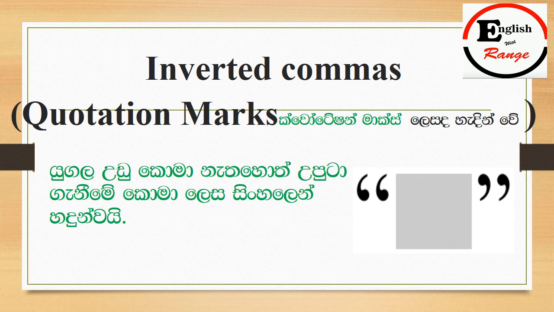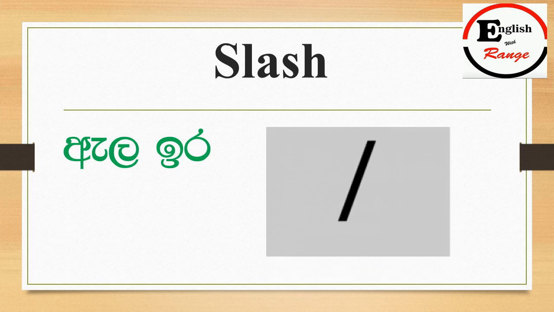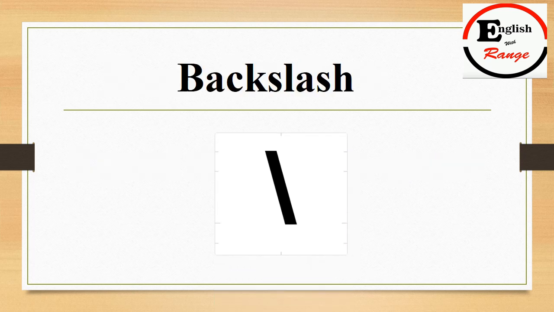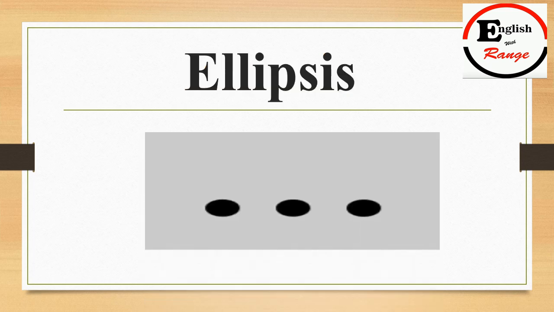Sixth one is inverted commas. Seventh one is slash. Eighth one is equal. Ninth one is backslash. 10th one is ellipsis.